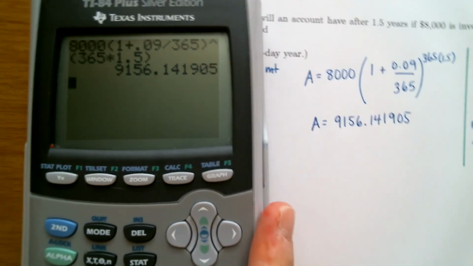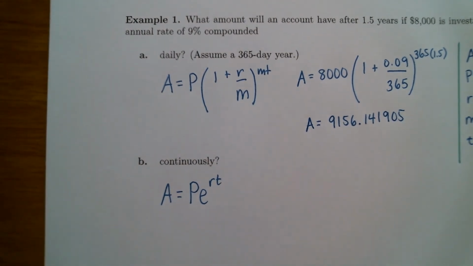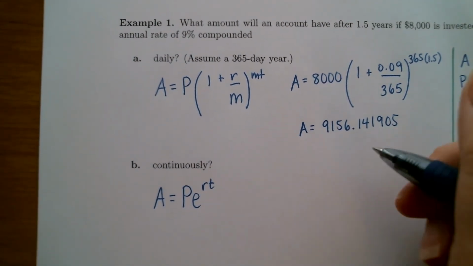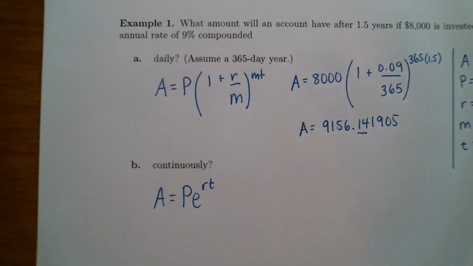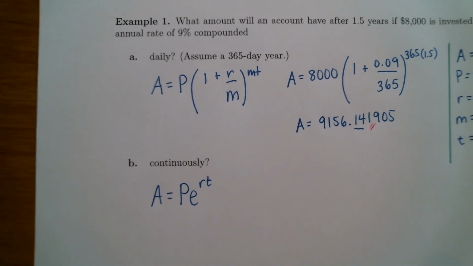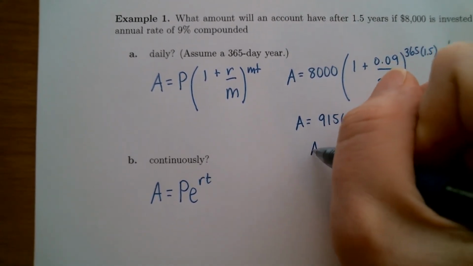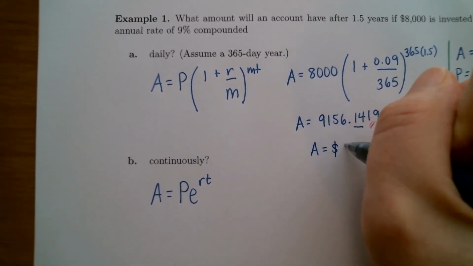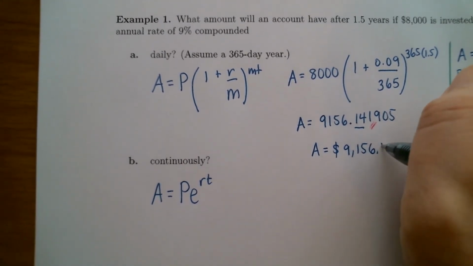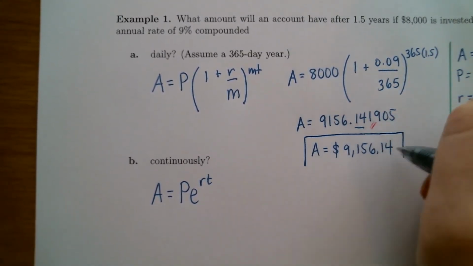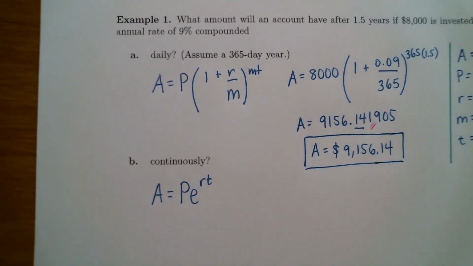Okay, so there we go. And now we need to round it to dollars and cents. Okay, so we've got 14 cents. We need to look at the number after, okay, which is a 1. So we're going to keep it 14. We will not round up. Okay, so after 1.5 years, you have $9,156.14. Okay, so you can see you put in $8,000 initially, so you earned about $1,156.14 worth of interest. So that's not bad.